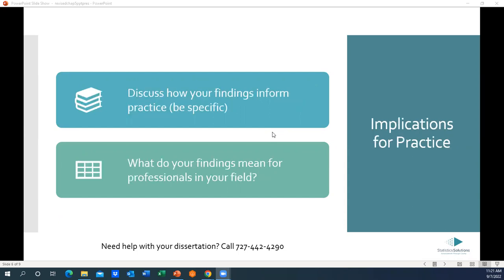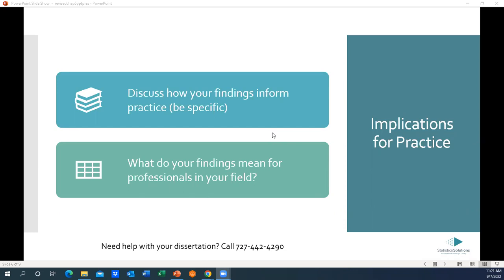Okay, implications for practice. This is an important section because it doesn't have to be long, but I find that with the implications for practice and the recommendations for further research, people kind of fall down in these sections. They're not sure what to do. And this is where you just go to your findings, right? Just pull them out, put them in another document if you can while you're writing, so you can refer to it as you're writing this section.